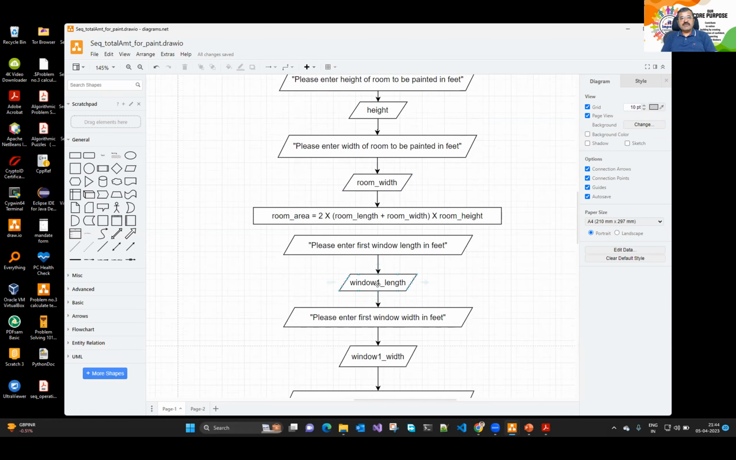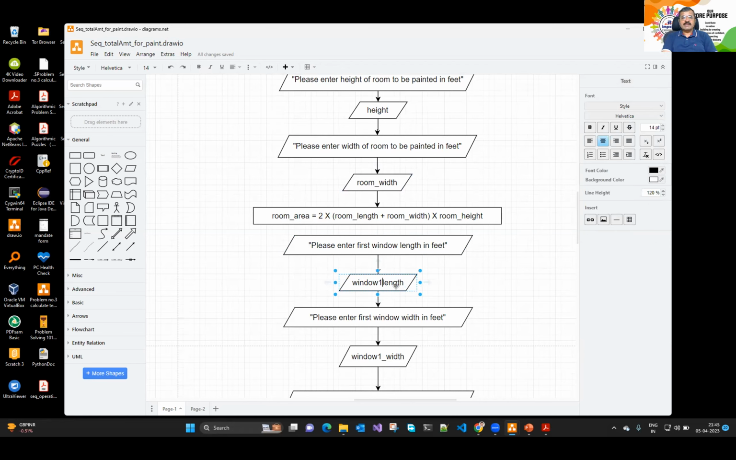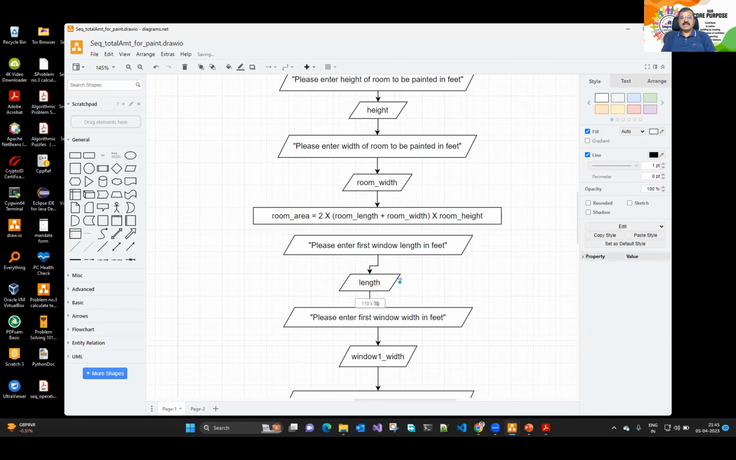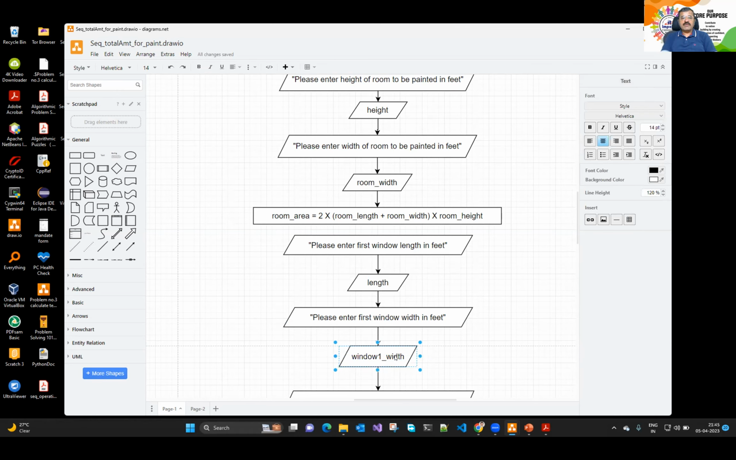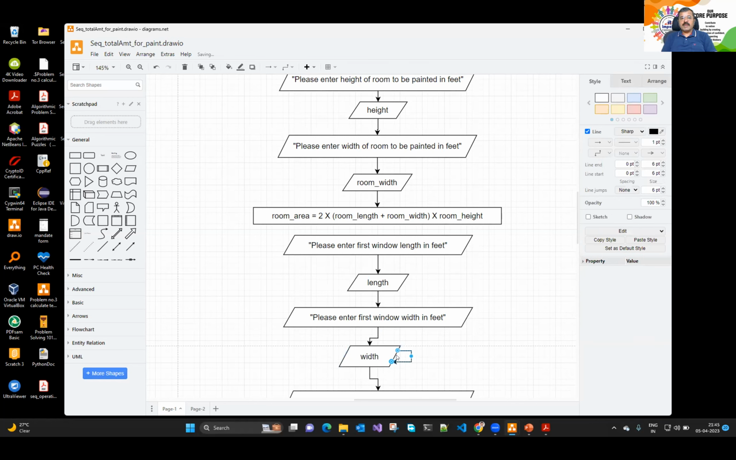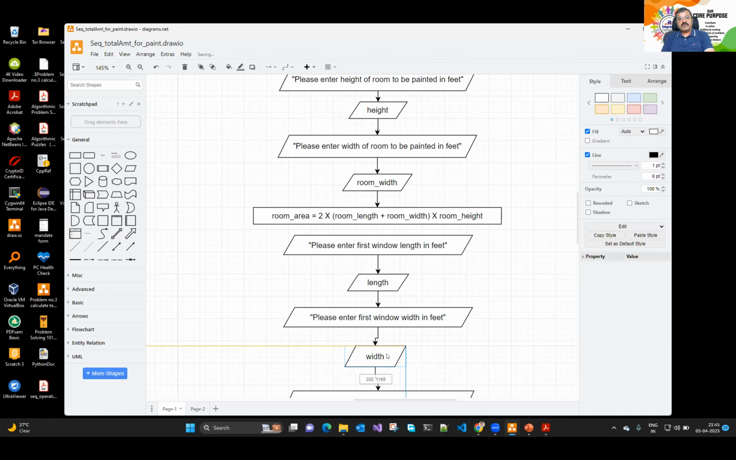So enter the first window's length in feet. Okay. So window 1 ka length. Why not we use the same variables? It's just meant for calculation. So I'm going to use the same variable. That's again the length. So I'm not creating a separate window ka variable. Enter the first window's width in feet. So I have the variable width. The same area variable that I had used to calculate the area of the room, I'm using the same variable.